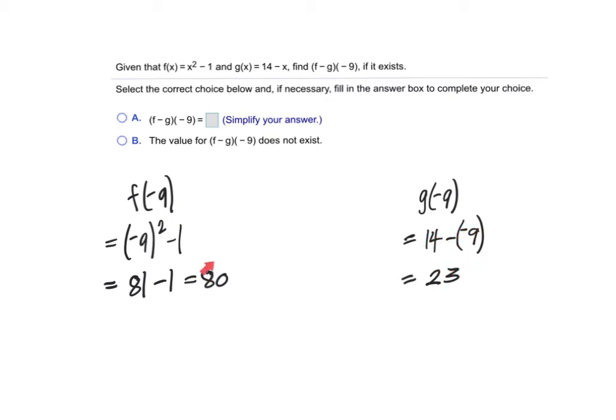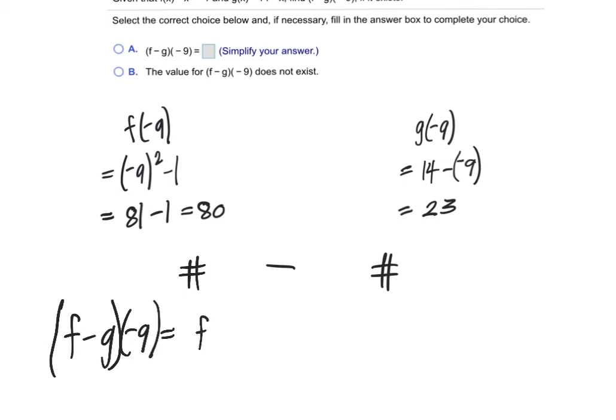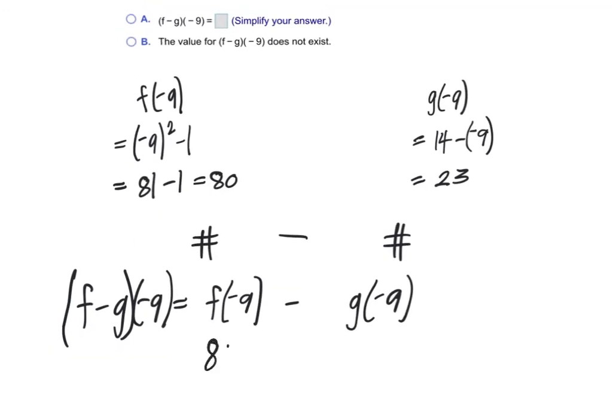So I have a number for f of negative 9, and I have a number for g of negative 9. And so what I will need to do is subtract those numbers that I found. So f minus g of negative 9 will equal f of negative 9 minus g of negative 9, which I've already found, to be 80 minus 23, which is 57.